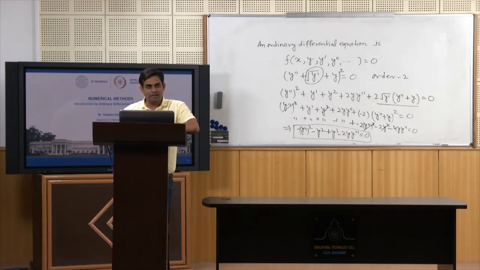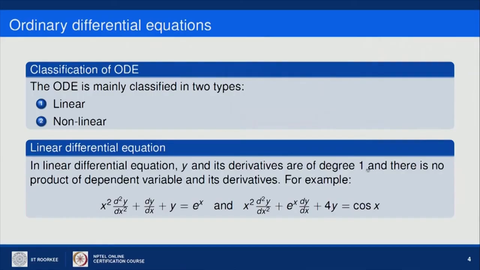If in the differential equation y and its derivatives are of degree 1 and there is no product of dependent variable and its derivative terms, then the equation is called a linear differential equation. For example, x square d2y over dx square plus dy over dx plus y equals e raised to power x. Here you can notice the second order derivative term has degree 1, the first order derivative term has degree 1, y also has degree 1.